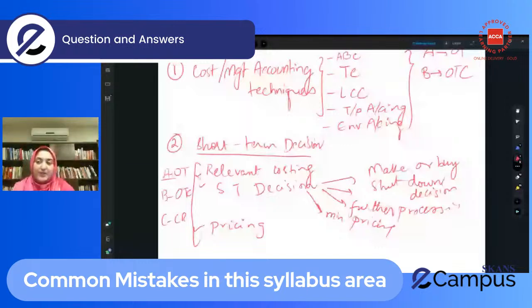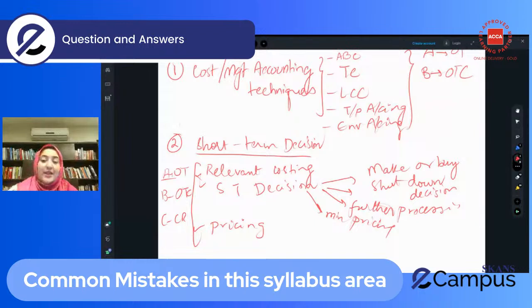Okay, another question we have is, what are the common mistakes that a student can make in all these syllabus areas, or generally speaking about performance management? So I think the common mistakes generally are when you are not 100% prepared for a topic. So for example, let's talk about activity-based costing. This topic has a numerical aspect to it, where you need to learn how to calculate the cost of a unit or product using the activity-based costing methodology or the concepts, right?